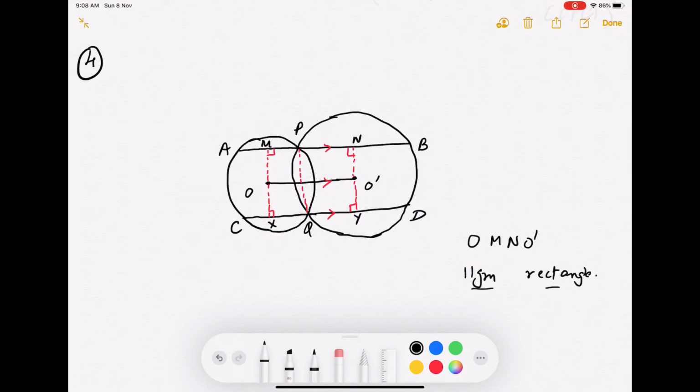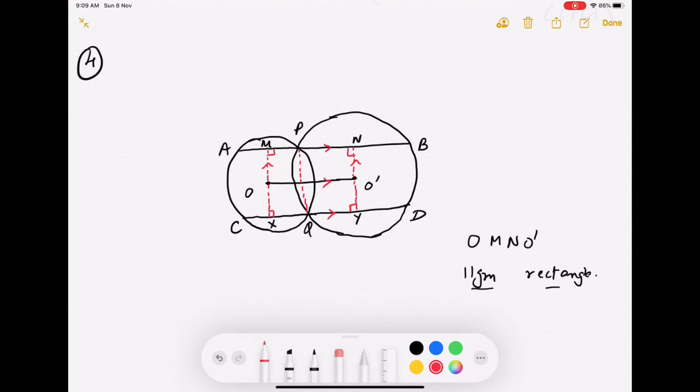So it is given that MN is parallel to OO dash, and by our construction OM is perpendicular to AB and O dash N is perpendicular to PB. So we have two 90 degrees over there, which says that the sides OM and O dash N have to be parallel to each other, because these are two lines which are perpendicular to the same straight line.